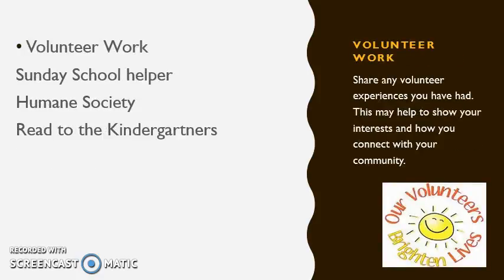Volunteer work. This goes back kind of to the work experience area, but if you have volunteered, it helps the employer see how invested you are in the community, what kind of person you are as far as willing to volunteer to go that extra yard. It also shows them what your interests are.